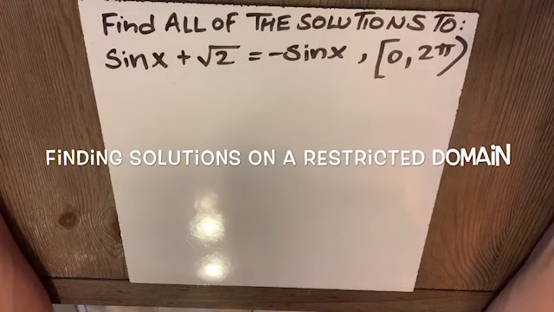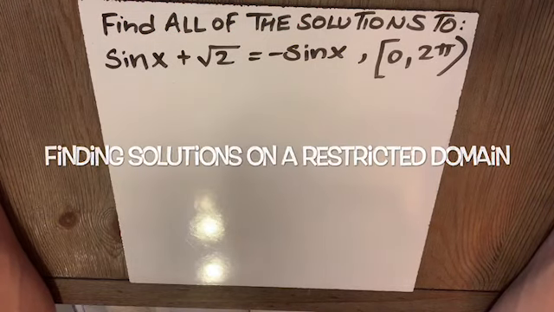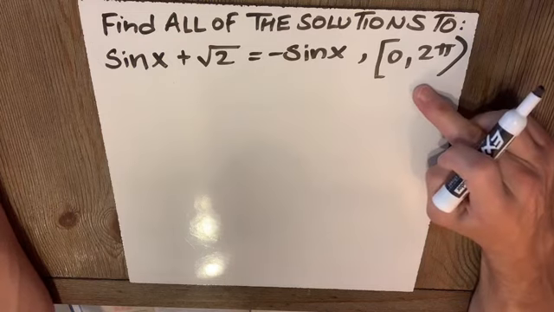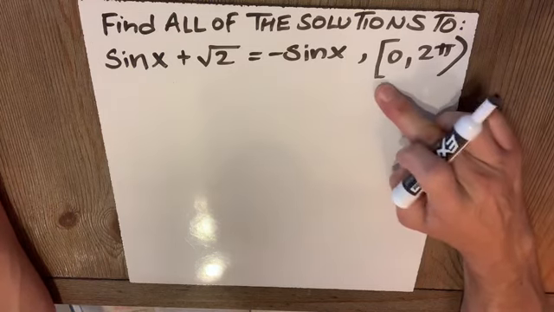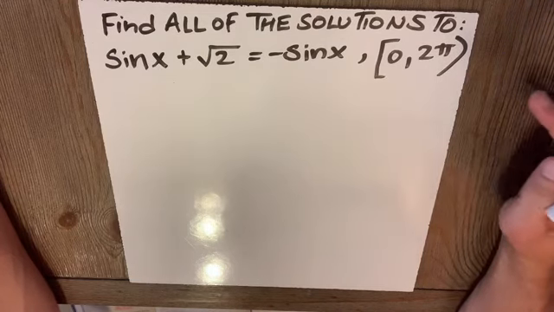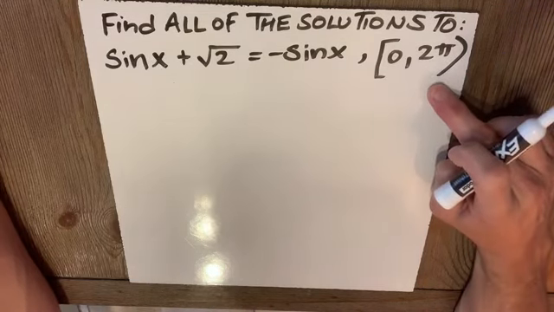We're now asked to find all of the solutions to the equation sine x plus root 2 equals negative sine x on this interval. Well, that's 0 to 2 pi. Include the 0, don't include the 2 pi because of this bracket here. That's just one unit circle. So immediately that tells us we're not looking for the general solution.